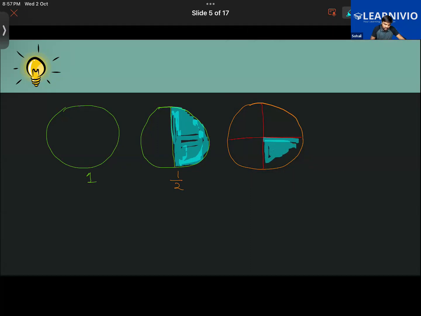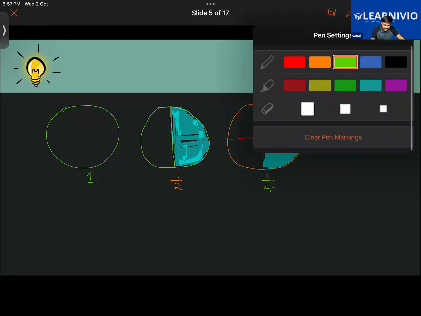There are 4 equal parts. Yes, 1/4, exactly. So that is 1/4. You're getting it now? Now take the same circle.